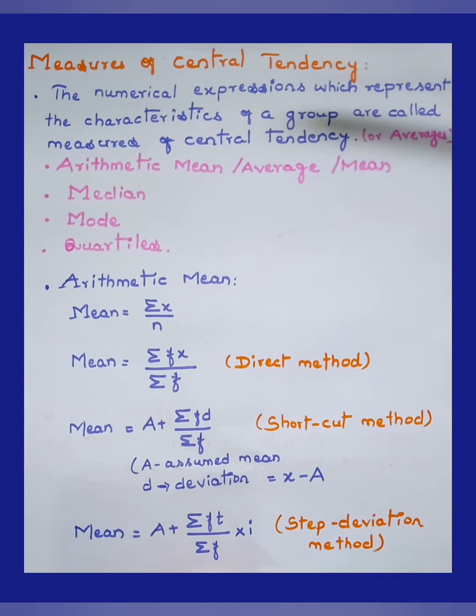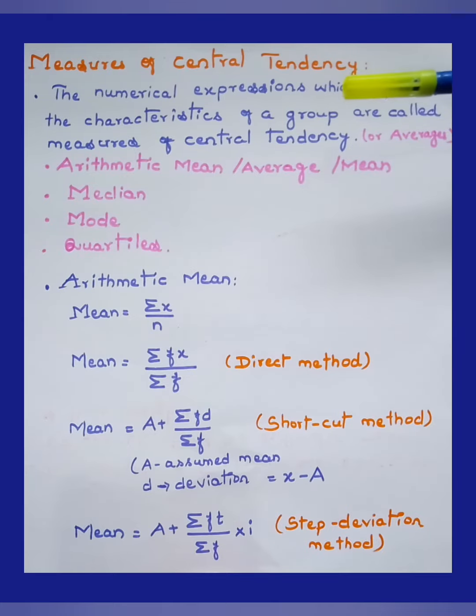The numerical expressions which represent the characteristics of a group are called measures of central tendency. So for this group of tabulated numbers, it gives the averages of those numbers.